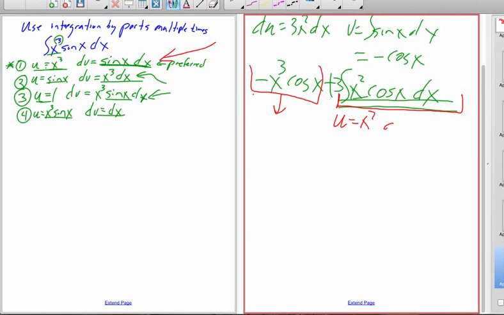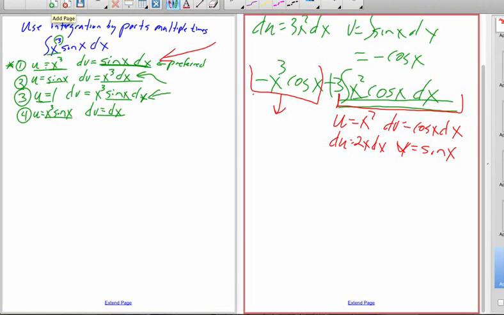dv is going to be cosine of x dx. So du now is 2x dx. See, I've reduced it again. I know I'm going to have to do it again because I've got too many. And v is going to be the integral of cosine of x dx, which is sine of x. Okay, so there we are. We're about ready to go here.